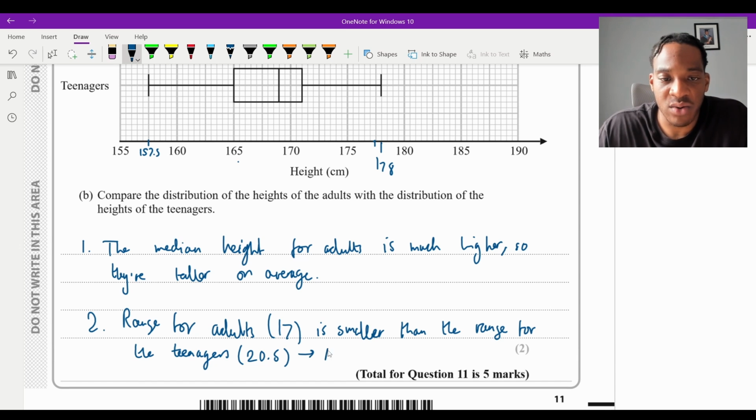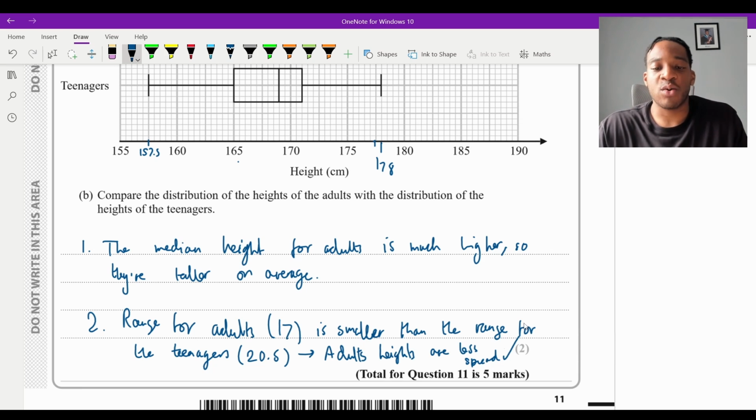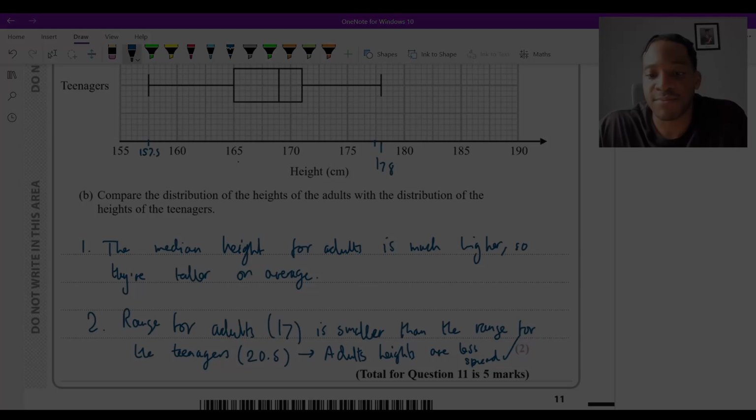So you could say adults' heights are less spread. And that'll be it. That'll give you the 2 marks. And that's question 11 finished.